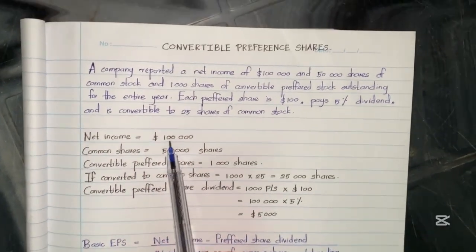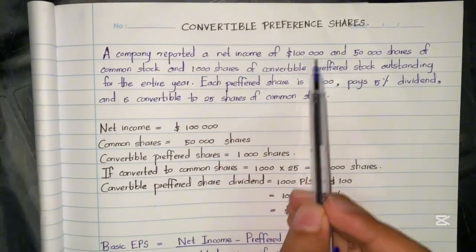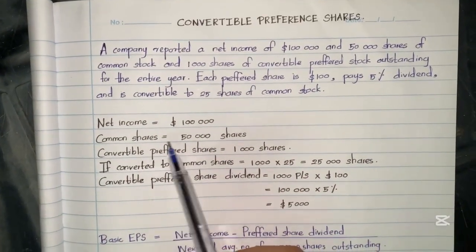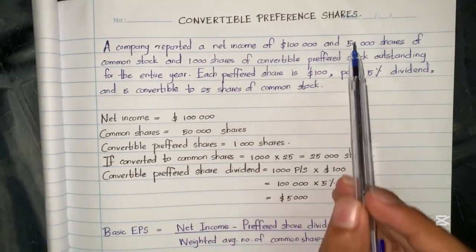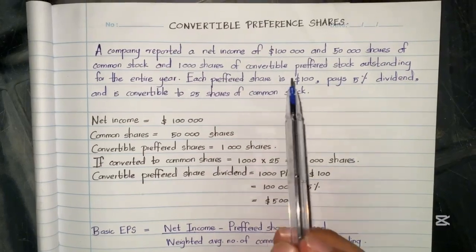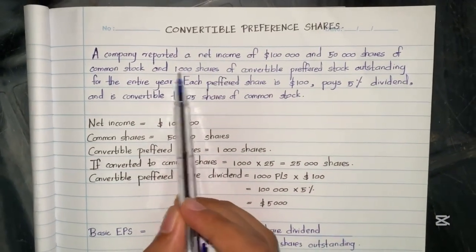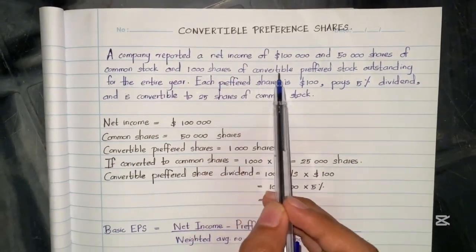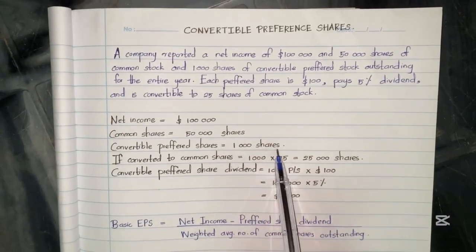Net income is mentioned as $100,000. Common shares are mentioned as 50,000 shares. Convertible preference shares: they have said there are 1,000 preferred shares which can be converted, which means 1,000 shares.